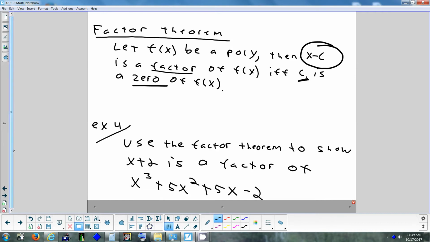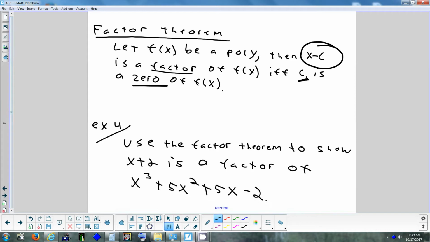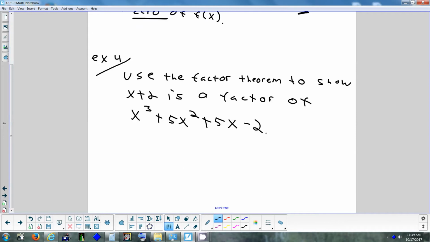So I want to use the factor theorem to show that x plus 2 is a factor of what I just wrote below. Now I could do all the division out, but all I have to do to show something is a factor is show what? That the remainder is what? 0. And that's exactly what the factor theorem means. So let's use the remainder theorem, and we're going to hope that we get a remainder of 0.